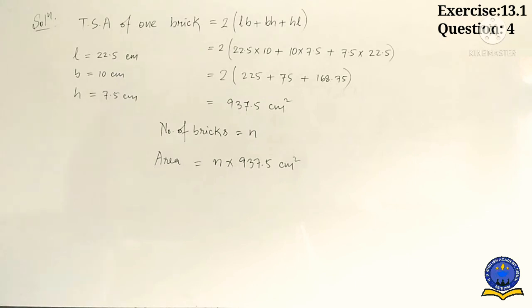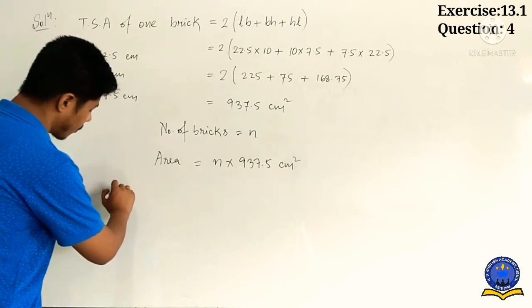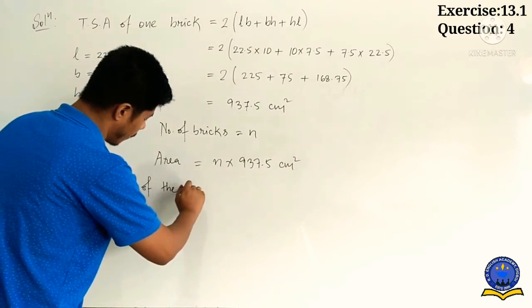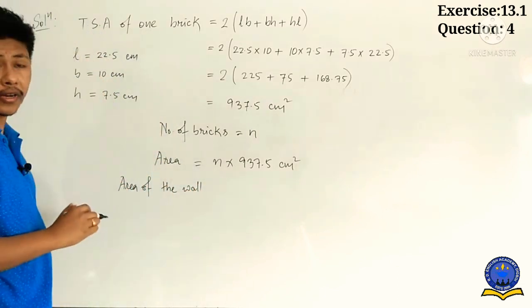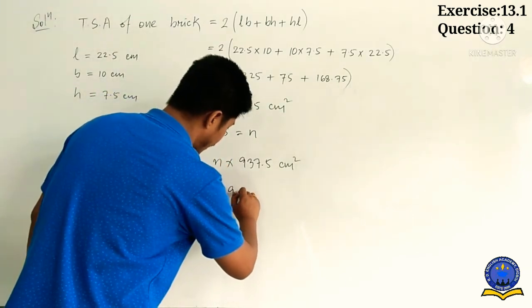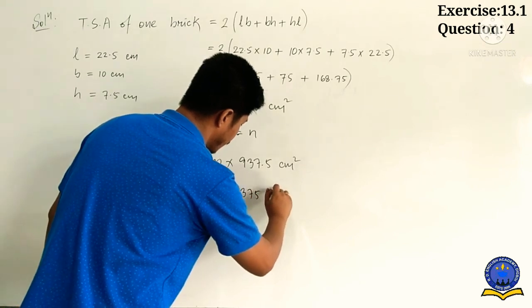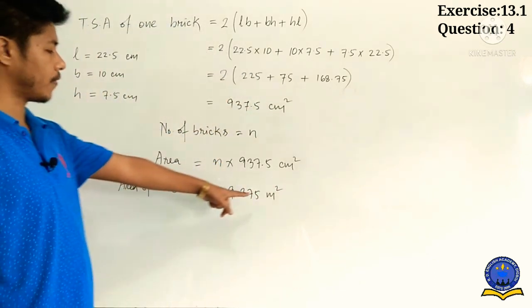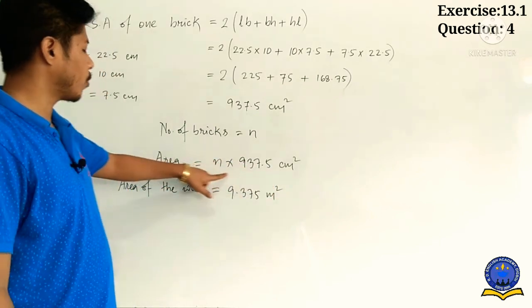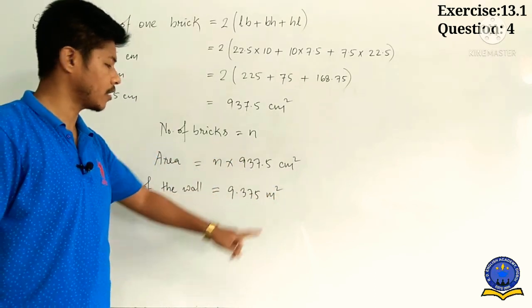Now one more condition is given here, the second condition. The total area of the wall is given, isn't it? So the area of the wall painted out through the container, this one we wrote at the start, is given as 9.375 meter square. You see here, the total area we find with the help of bricks is in centimeter and this one is in meter.